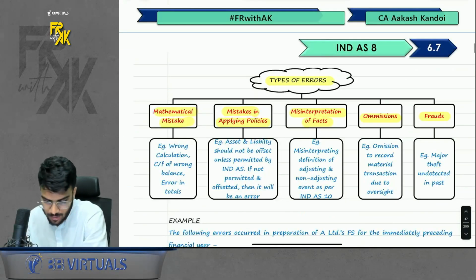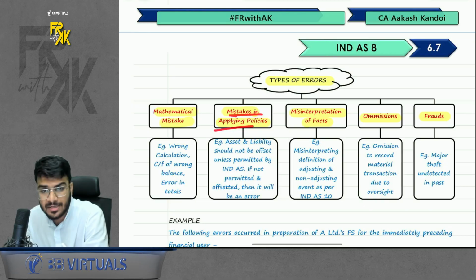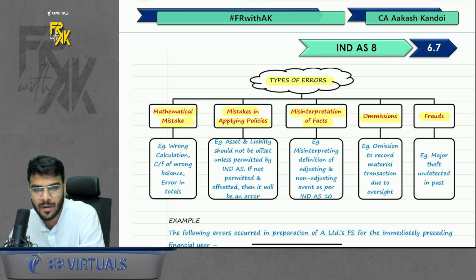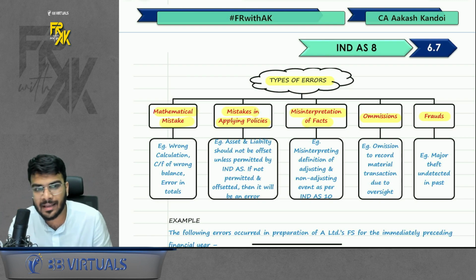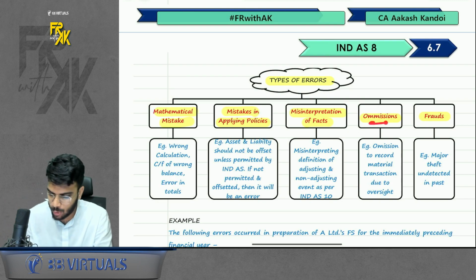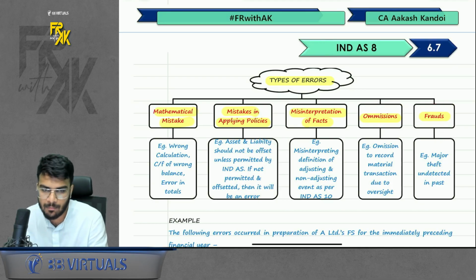There are 5 types of errors. First is mathematical mistake. Self-explanatory, the amount you have got wrong. Second is mistakes in applying policy. For example, assets and liabilities should not be offset unless permitted by Ind AS, but still you offset an asset and liability. Third, misinterpretation of facts. You treated an adjusting event like a non-adjusting event or vice versa. Fourth, omission. Forgot to record a particular transaction. Fifth, fraud happened which you came to know about later on.